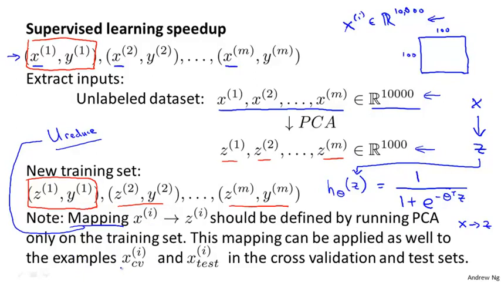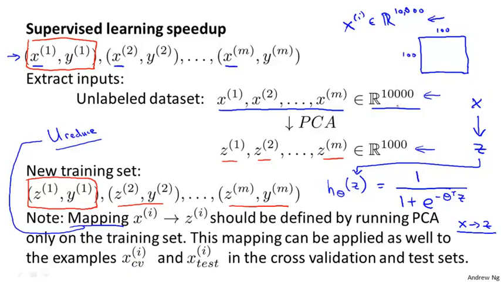Okay, but just to summarize, when you're running PCA, run your PCA only on the training set portion of your data, not the cross-validation set or the test set portion of your data, and that defines the mapping from X to Z. You can then apply that mapping to your cross-validation set and your test set.